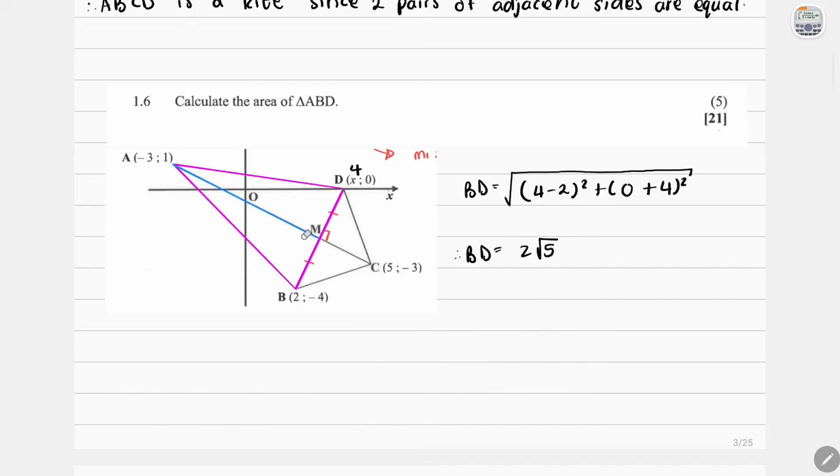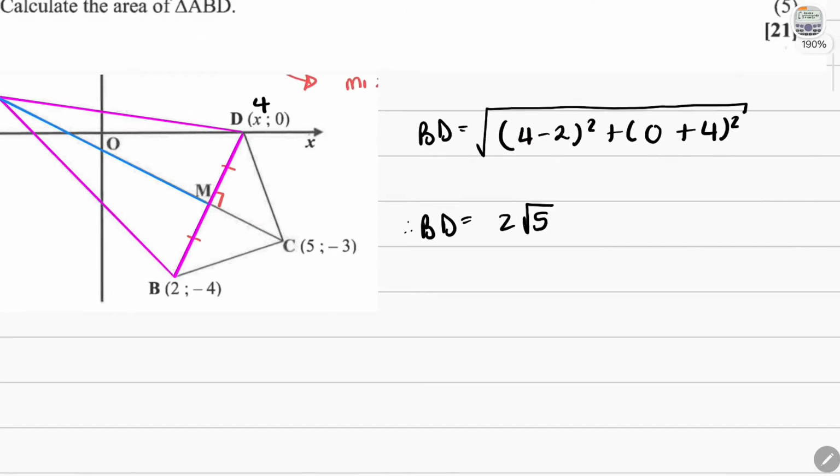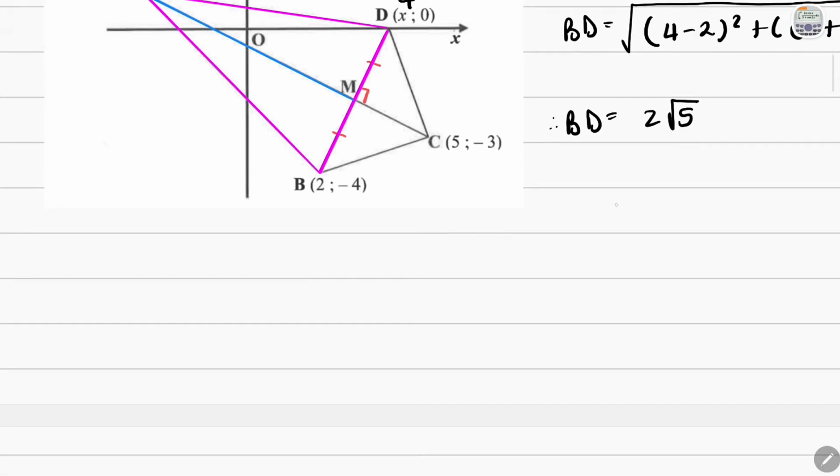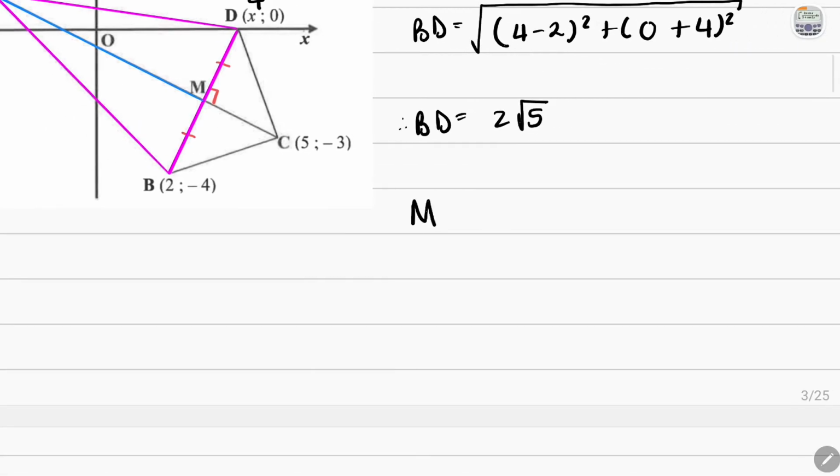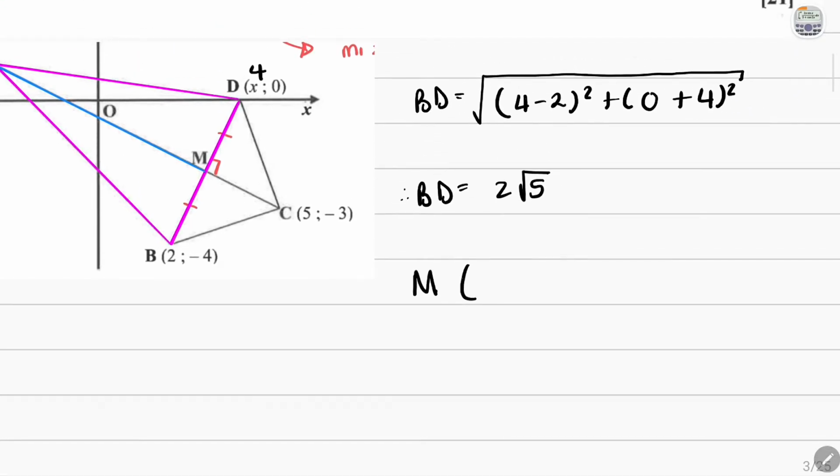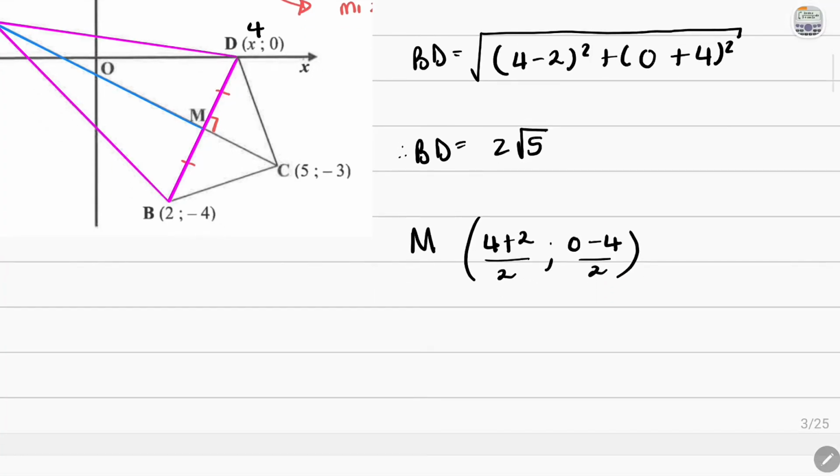And now we can find the midpoint. So we need to find M, so we can find AM. So to find M, just use the midpoint formula. And so that is x1 plus x2. So I'll take that as 4. So 4 plus 2 over 2. And then y1 plus y2, which is 0, plus negative 4, which just becomes minus 4 over 2. And so the midpoint is simply, that's going to be 6 over 2, which is 3. And then negative 4 over 2, which is negative 2.